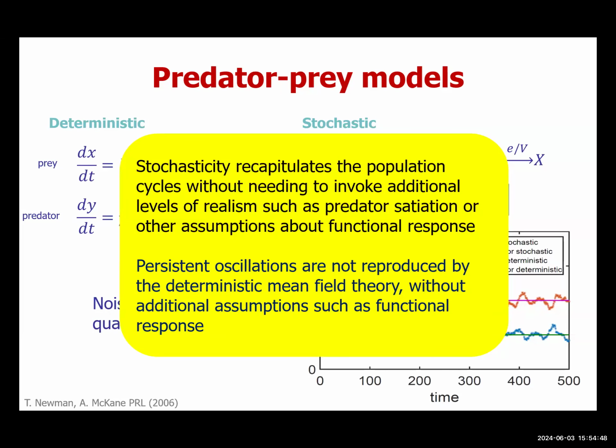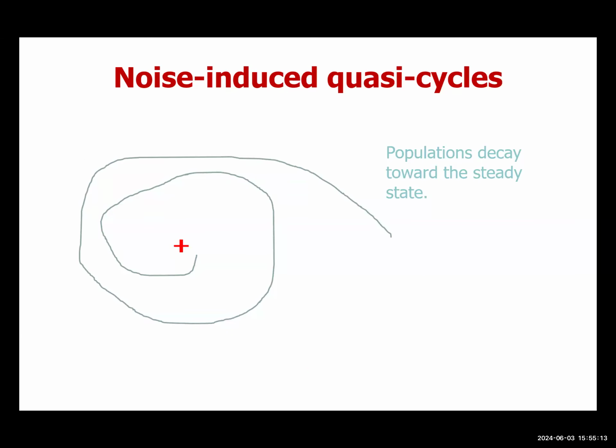Okay. So stochasticity recapitulates the population cycles without needing to invoke additional levels of realism, which I'm going to talk about. Persistent oscillations are not reproduced by the deterministic mean field theory without additional assumptions. So the ecologists didn't do stochastic simulations. They didn't try to develop stochastic theory because it's not what they do. So what they did, I will tell you next time.